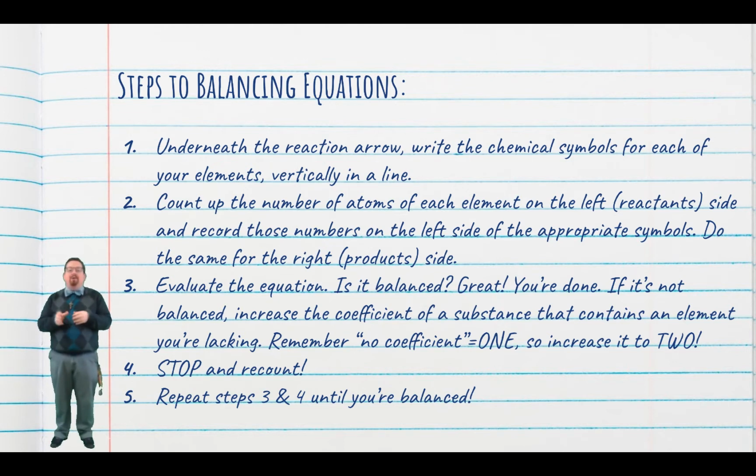After you change a coefficient, do not change any more coefficients until you stop and recount your atoms. Sometimes you think, oh, I can go ahead and change a couple of coefficients at a time and then count. But usually what happens is the first one might balance the equation, and then the second one unbalances it. So you're stuck in this loop of messing up your equation every time you try to balance it with more than one coefficient at a time. After you've recounted, go back to step 3, evaluate those numbers again, change coefficients if you need to, go back to step 4, recount them, and keep repeating steps 3 and 4 until you finally get your equation balanced.